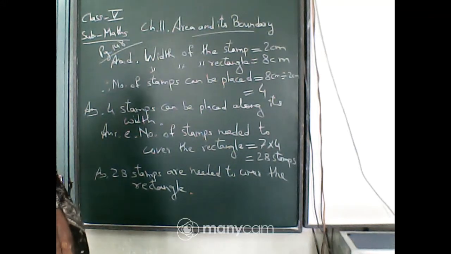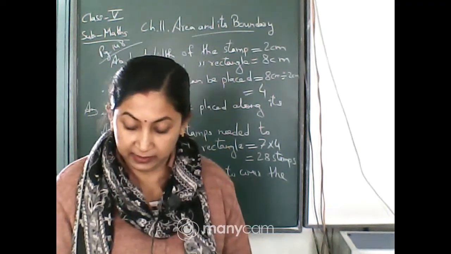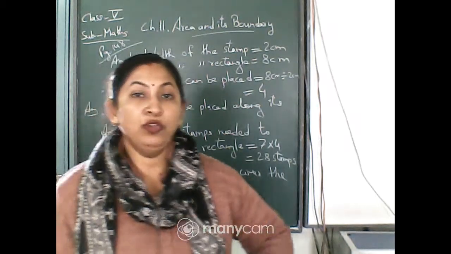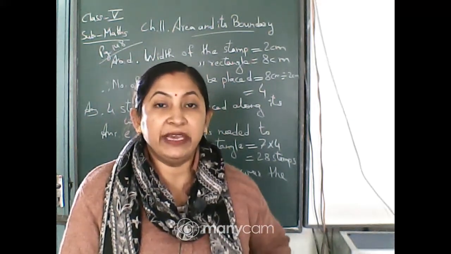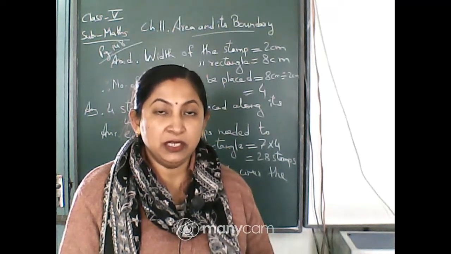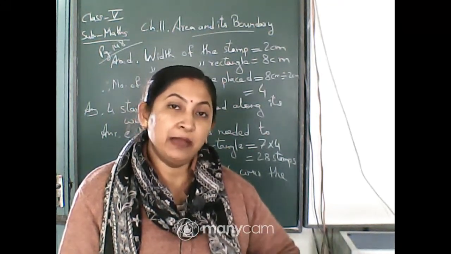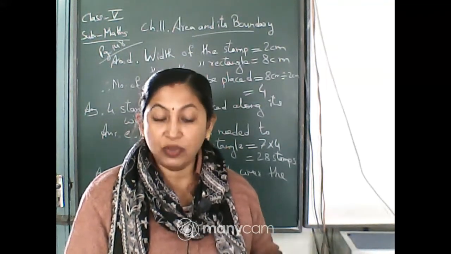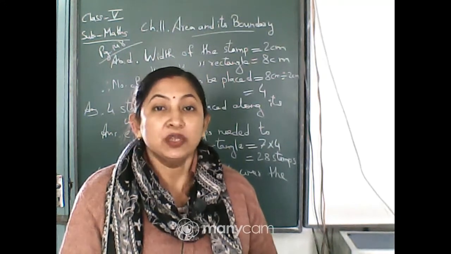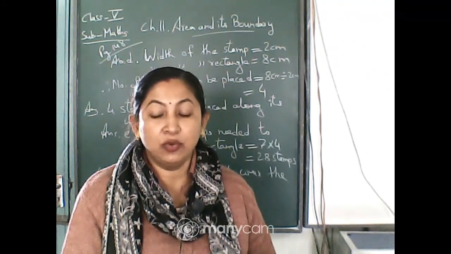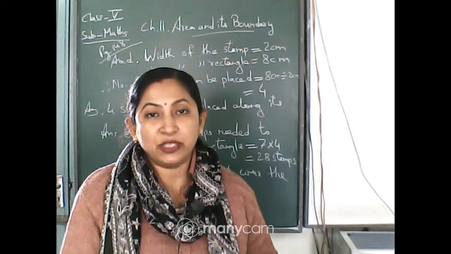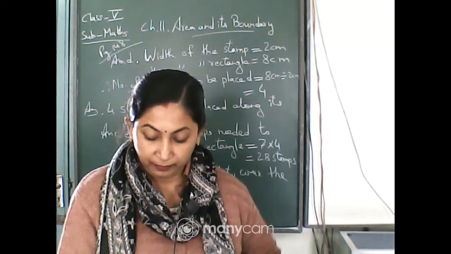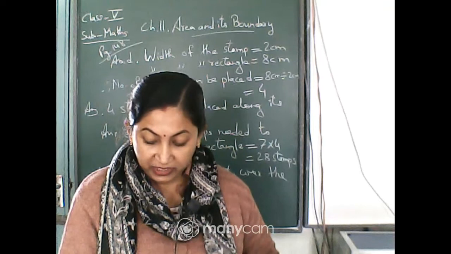Now let us do number F. How close was your earlier guess? Discuss. Earlier you guessed that there are 25 stamps, isn't it? You guessed that 25 stamps can be placed inside the yellow rectangle, and with the calculation we have found that we can place 28 stamps. So our guess is very near to the actual one, isn't it?